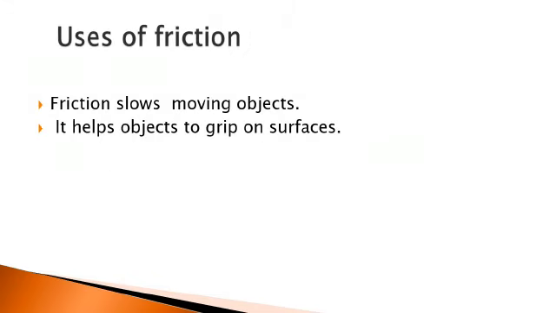Next, what are the uses of friction? Friction is useful, right? How? Friction slows down the moving object and it helps objects to grip on a surface. Because of friction, we can walk on the ground and on the floor.